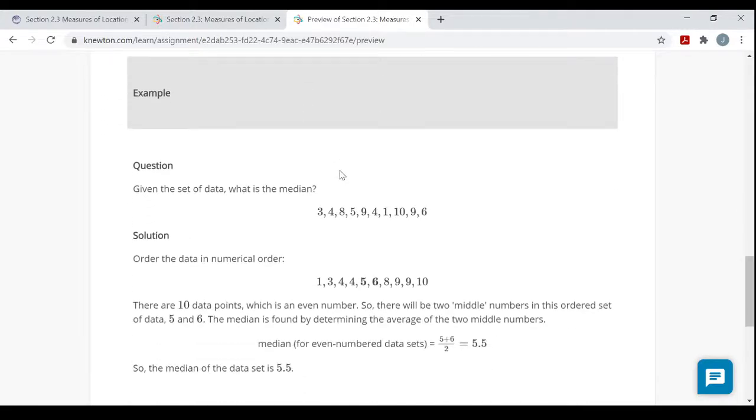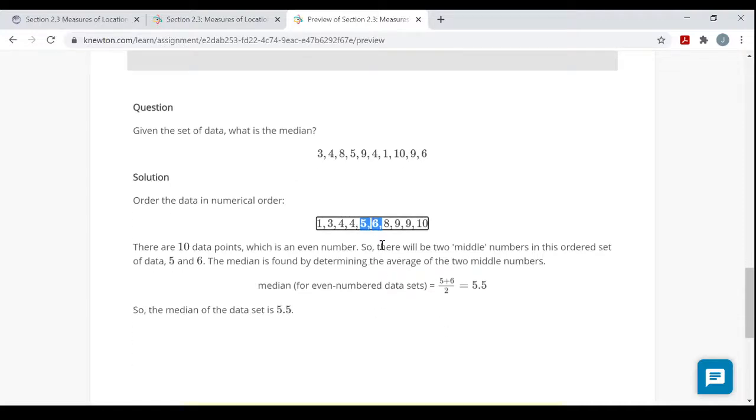Their example here is a data set that has 10 values. That's an even number. First, you order them in numerical order, least to greatest. Then I want to cut it in half. I want a value that has 5 below and 5 above, but that'll be halfway between the middle two. You see 5 and 6 here. Those are the middle two values. What's the average of 5 and 6? 5 plus 6 is 11, divided by 2 is 5.5. So 5.5 would be considered the median.